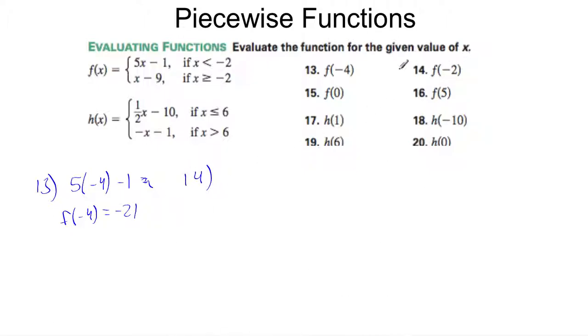14, f of negative 2. Negative 2 is equal to negative 2, so I use this bottom equation. So f of negative 2 is equal to negative 2 minus 9, which is equal to negative 11.